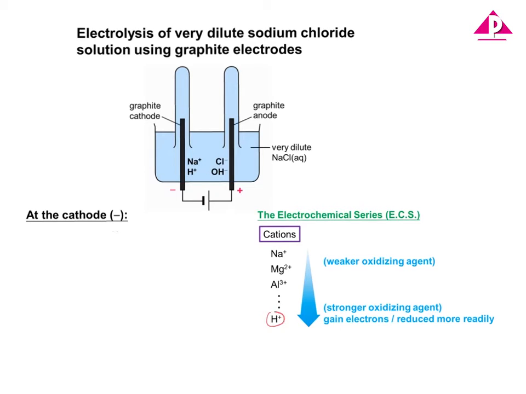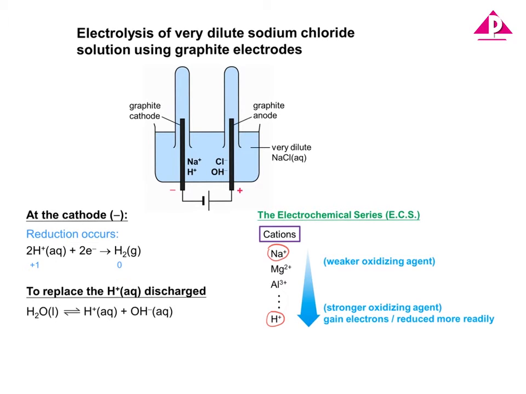Since a hydrogen ion is lower than a sodium ion in the electrochemical series, it is reduced more readily than a sodium ion. Therefore, hydrogen ions are preferentially discharged at the cathode to form hydrogen gas. After the discharge, water ionizes to replace the hydrogen ions discharged at the cathode.